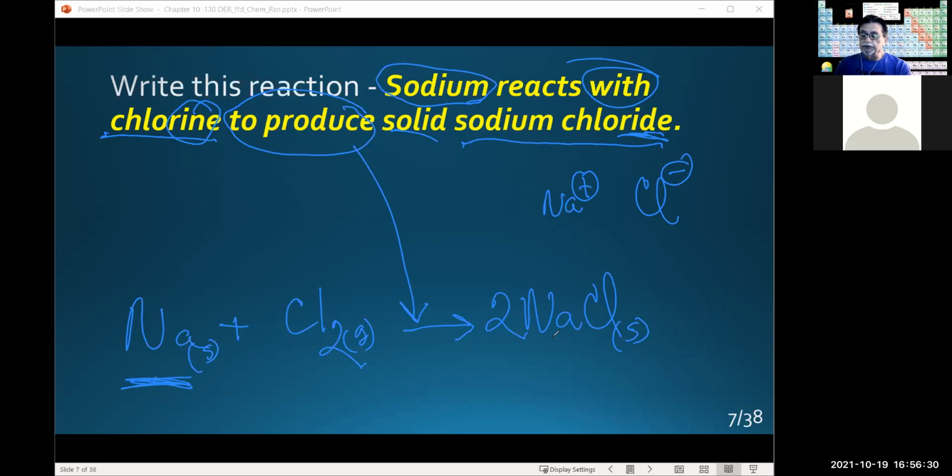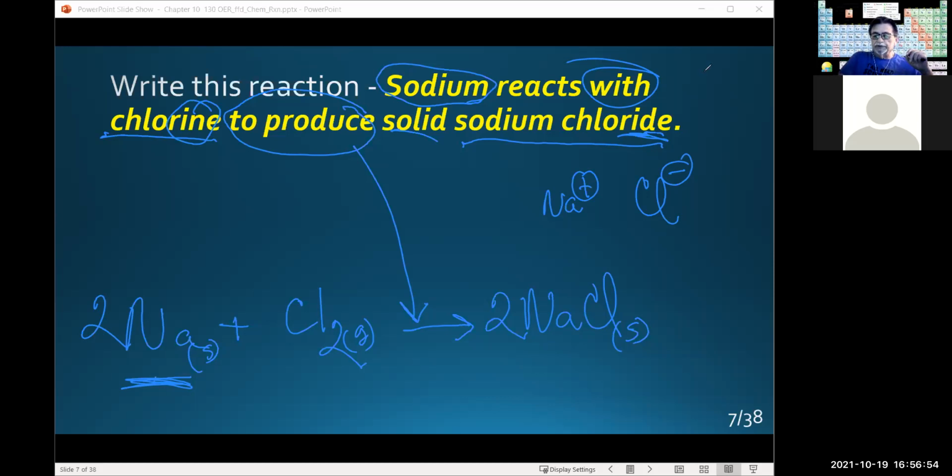But it kicked up the number of sodiums, which means we go back to the sodiums and we put a 2 in front of it, okay? Now we go back and do a check. We got 2 sodiums on the left, 2 on the right, 2 Cls on the left, 2 Cls on the right. Mother Nature is happy, okay?